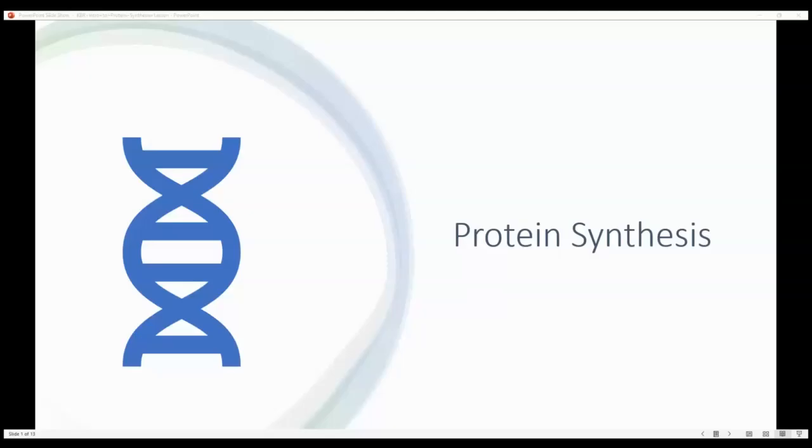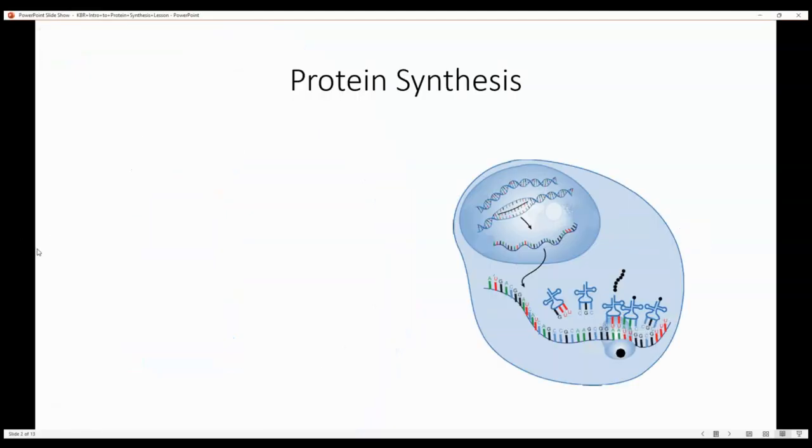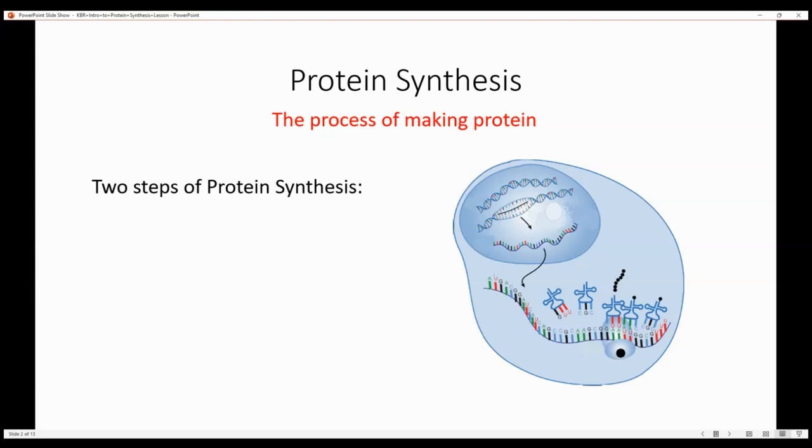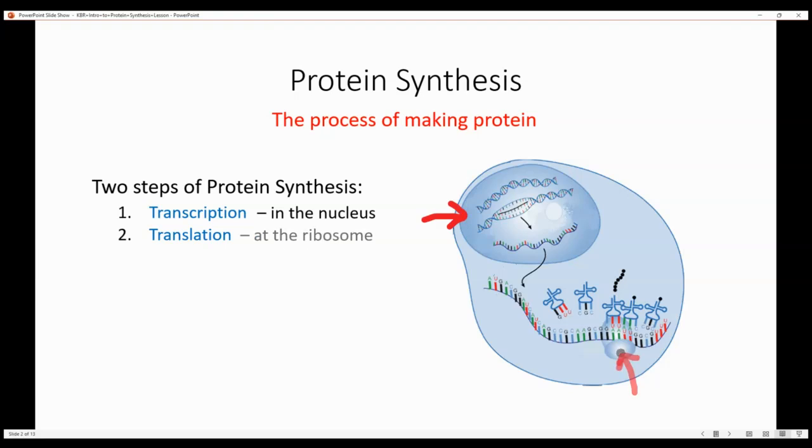In this video, we're going to learn about protein synthesis. Protein synthesis is the process of making protein. There are two steps involved in protein synthesis: transcription and translation. Transcription happens inside of the nucleus, while translation happens at the ribosome.